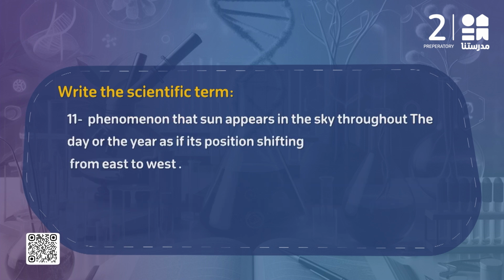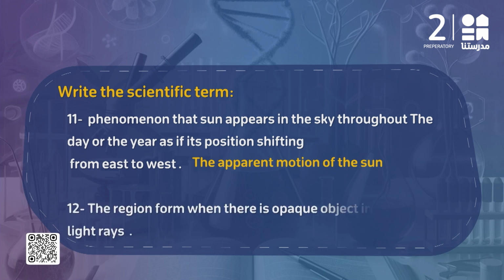Question number 11, you're asked about the phenomenon that the sun appears in the sky throughout the day or the year, with its position shifting from the east to the west. Right away we remember the phenomenon of the apparent motion of the sun. Question number 12 tells you the region where there is an opaque object in the path of the light rays. This is the shadow. So a shadow is formed when light is blocked by any opaque material.